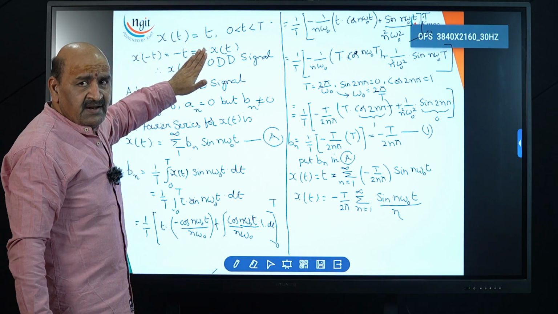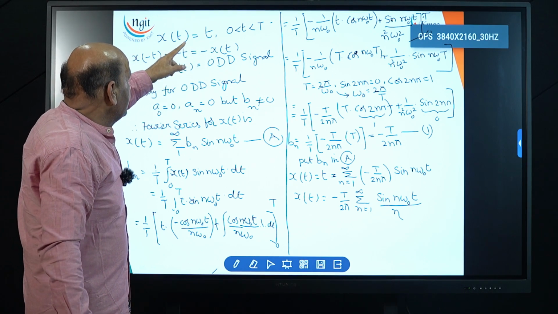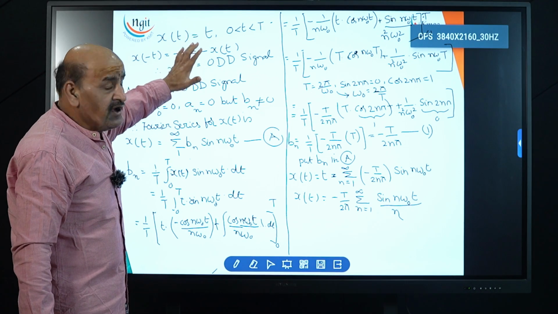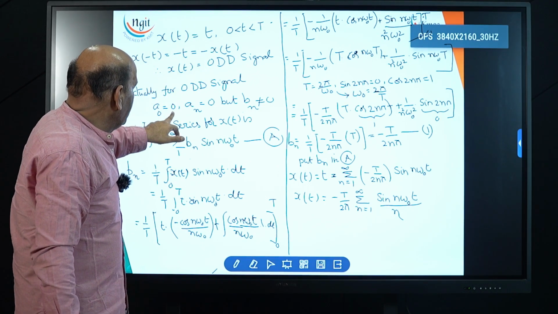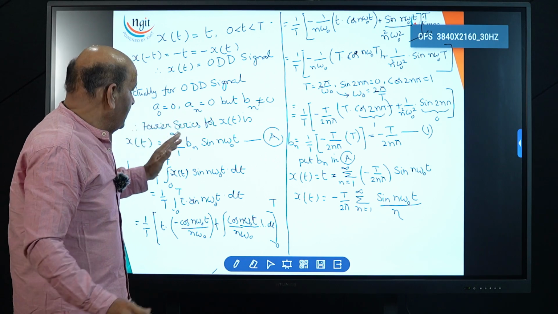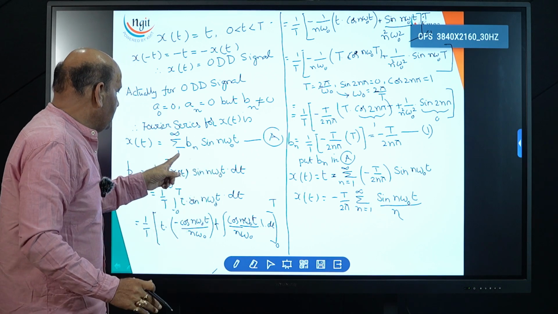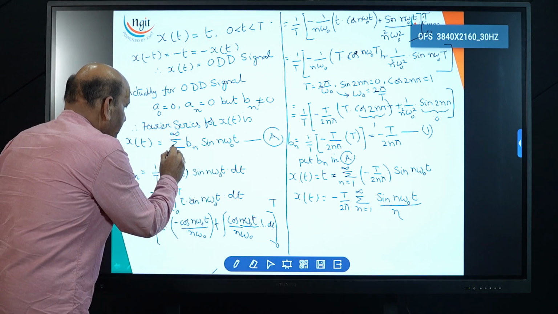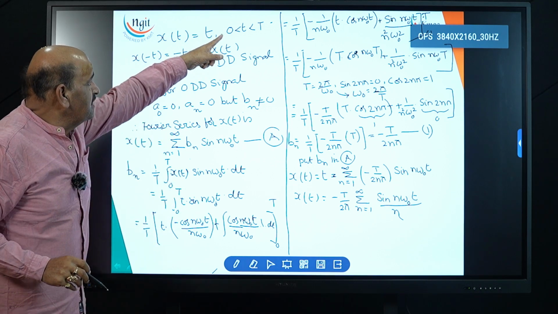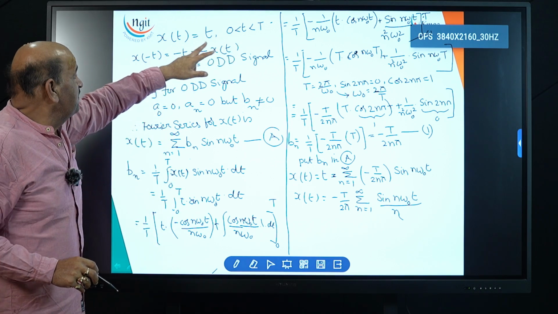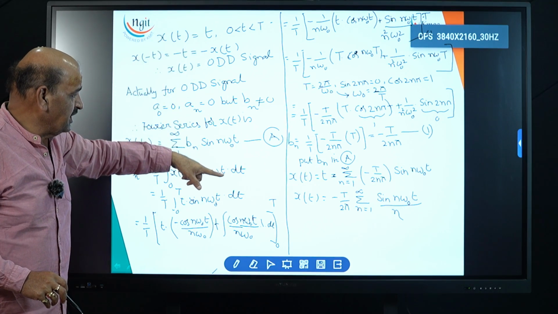Before going for the Fourier series calculation, students have to verify whether the given signal is even or odd. Once it comes under odd, a naught becomes 0 and an becomes 0. This much formula is reduced to this much part. This is summation where n equal to 1 to infinity. In the interval 0 to T, the same problem was given once in the university examinations.